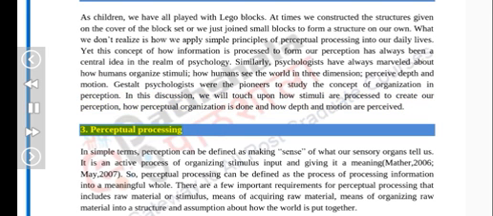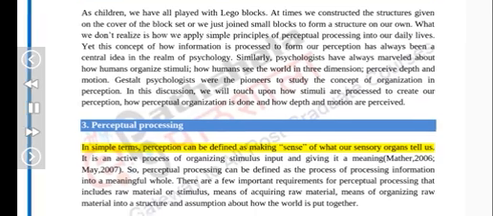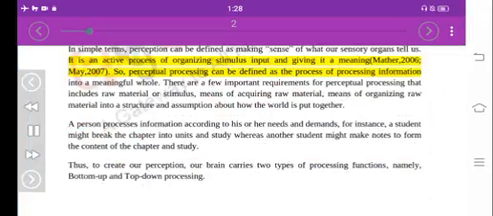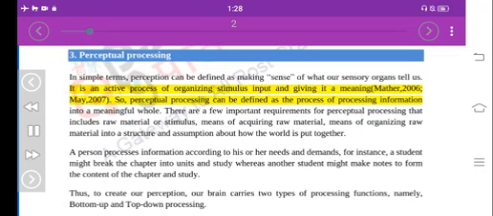3. Perceptual processing. In simple terms, perception can be defined as making sense of what our sensory organs tell us. It is an active process of organizing stimulus input and giving it a meaning (Mather, 2006; May, 2007). So, perceptual processing can be defined as the process of processing information into a meaningful whole. There are a few important requirements for perceptual processing that include raw material or stimulus, means of acquiring raw material, means of organizing raw material into a structure, and assumptions about how the world is put together.